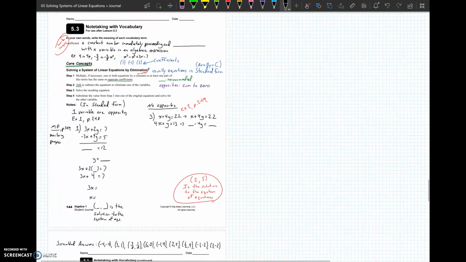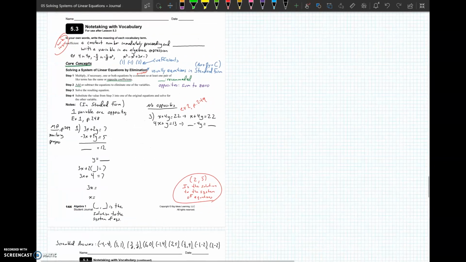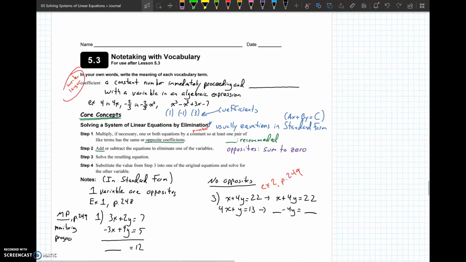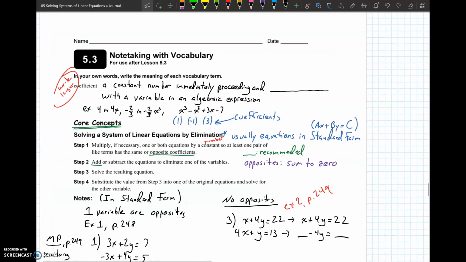Okay, welcome to 5.3, solving systems of equations with elimination. Some steps are going to be the same as last section. There's going to be some new ones. This starts on page 144 in your journal. A lot of practice, not much notes here.